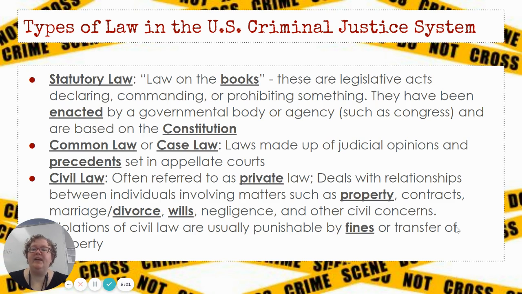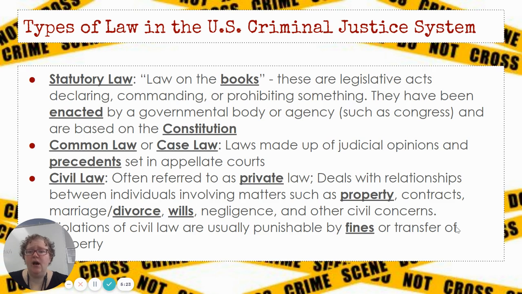They've been enacted by a government body or agency such as Congress and are based on the Constitution. So they use the Constitution to kind of guide their thought process, but then they pass specific laws for specific types of crimes and situations based on what the Constitution is telling them to do. So this can be either at the state level or at the federal level.